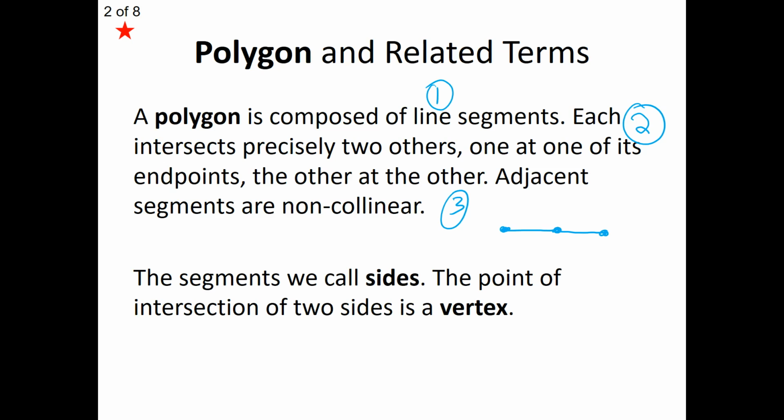Now we call the segments that make up the polygon the sides, and then we call those intersection points of the sides a vertex. For the entire polygon, the plural of the word vertex is vertices. So we will see that we have vertices of the polygon that we'll be actually looking at as well.